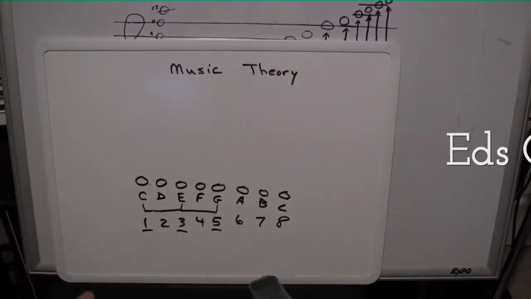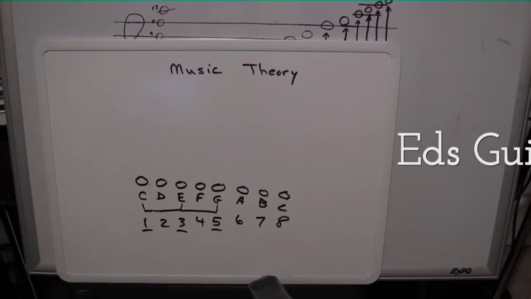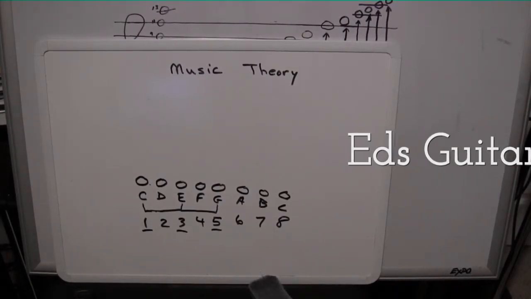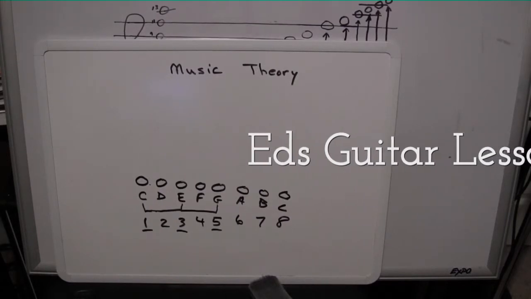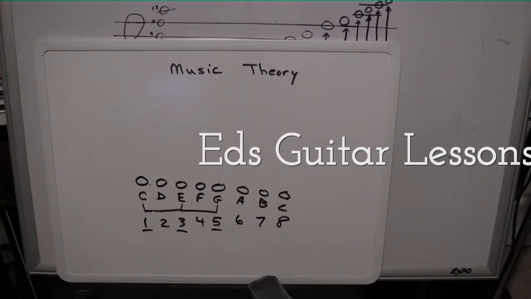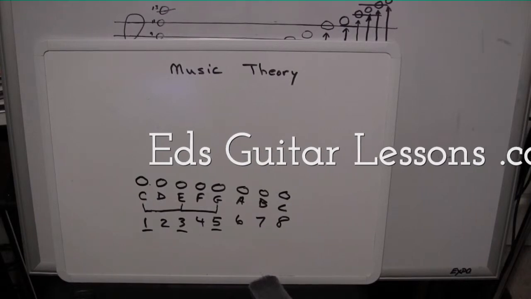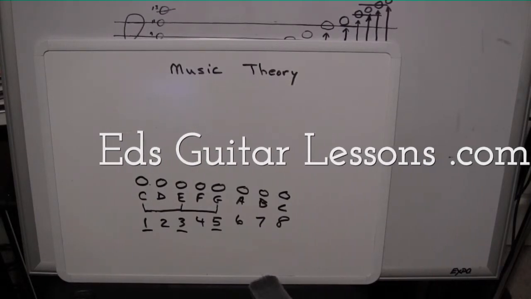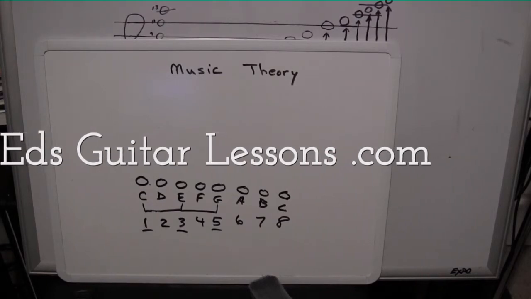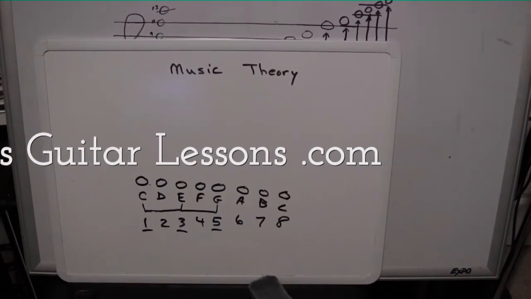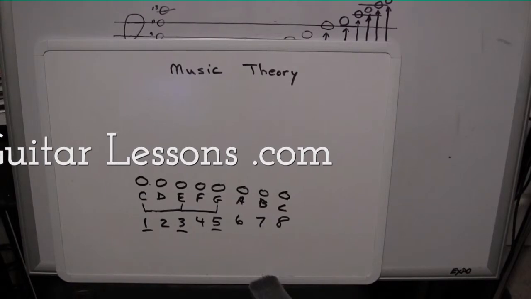Hi, welcome to edsguitarlessons.com. Just want to finish up a three-part series on music theory, just some basic stuff, the fundamentals of it, of understanding notes, the major scale, chords, and today we're going to finish up with chord harmonization of the major scale. In other words, what chords go together after you make them.